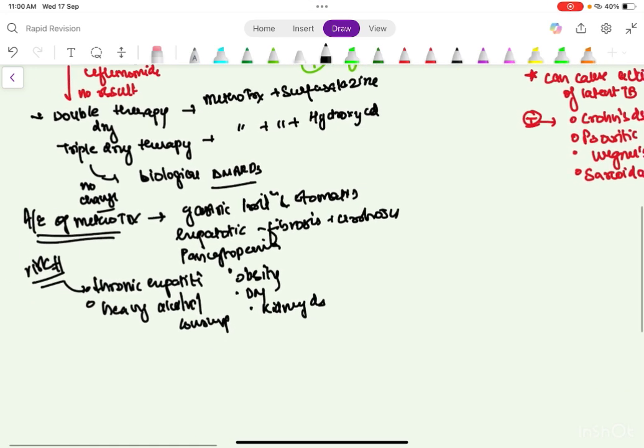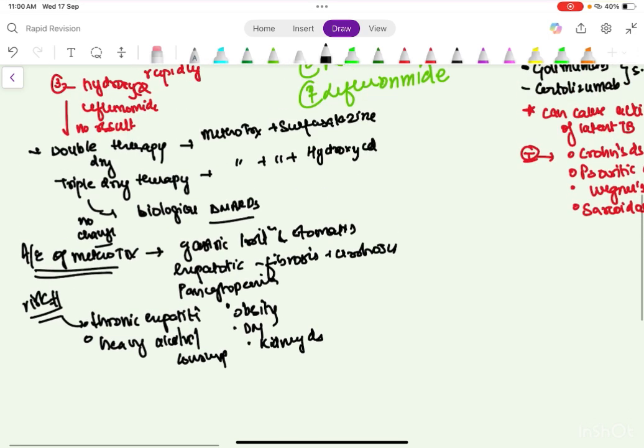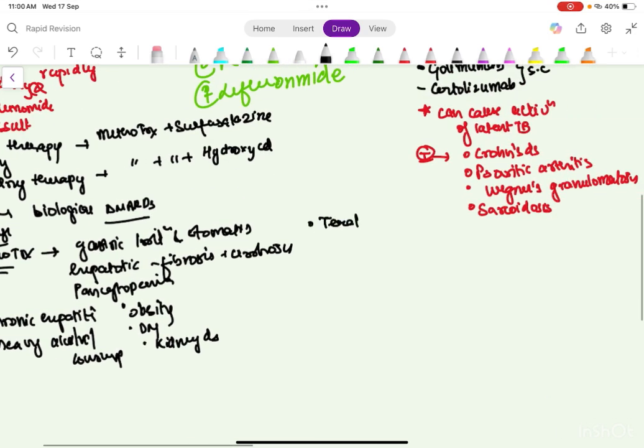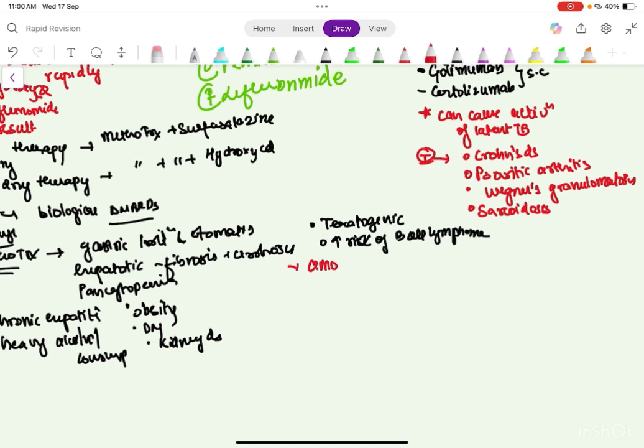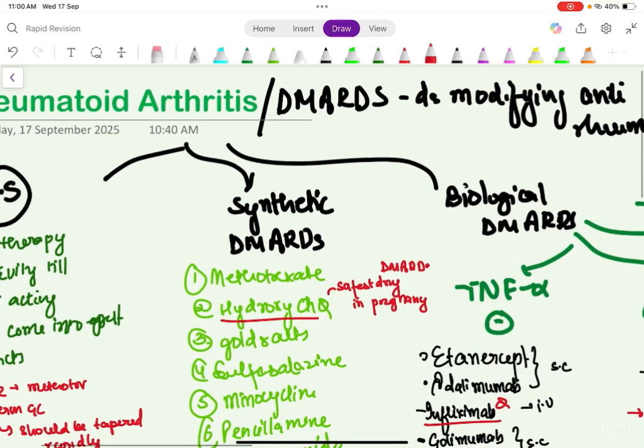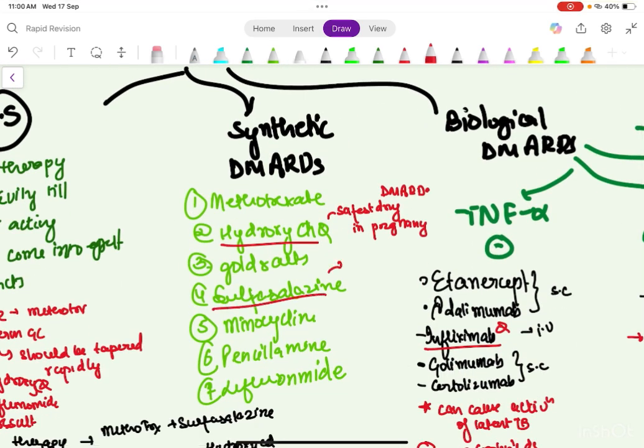Then the other ones are that it is teratogenic, and it increases the risk of B cell lymphoma. Now there's this fact that amoxicillin and probenecid increase the risk of methotrexate toxicity. Then sulfasalazine is converted into sulfapyridine, which is used for treatment of ulcerative colitis.